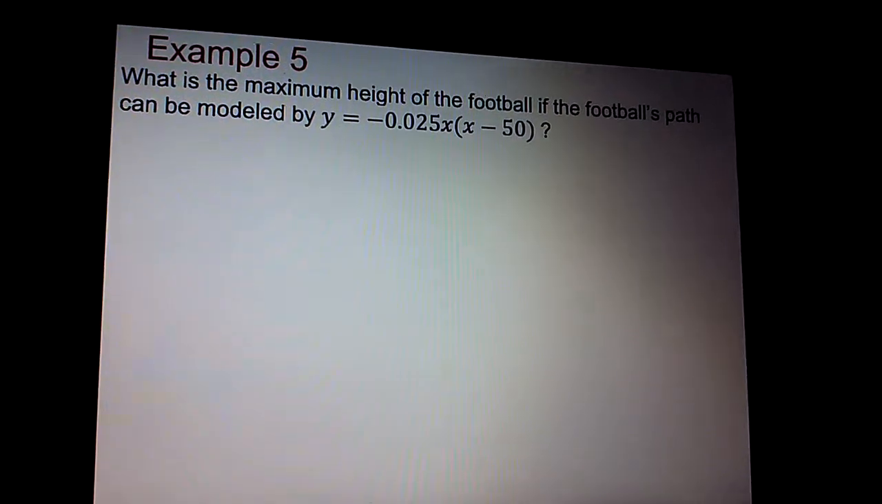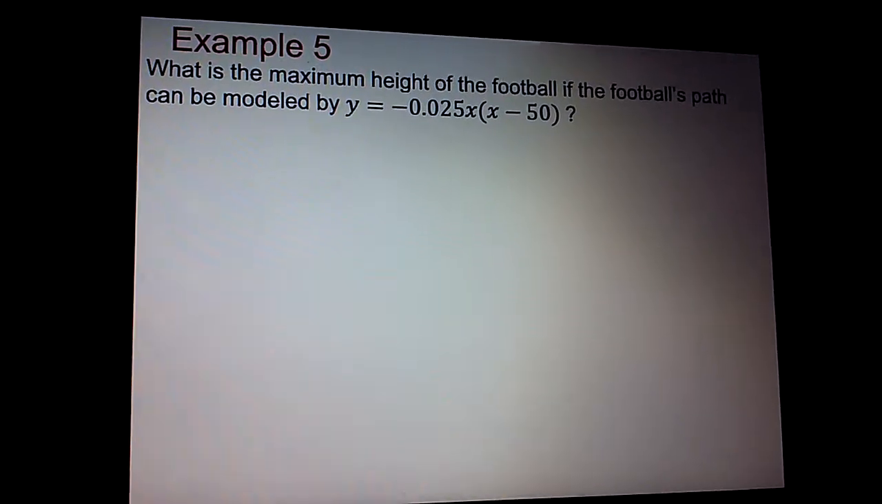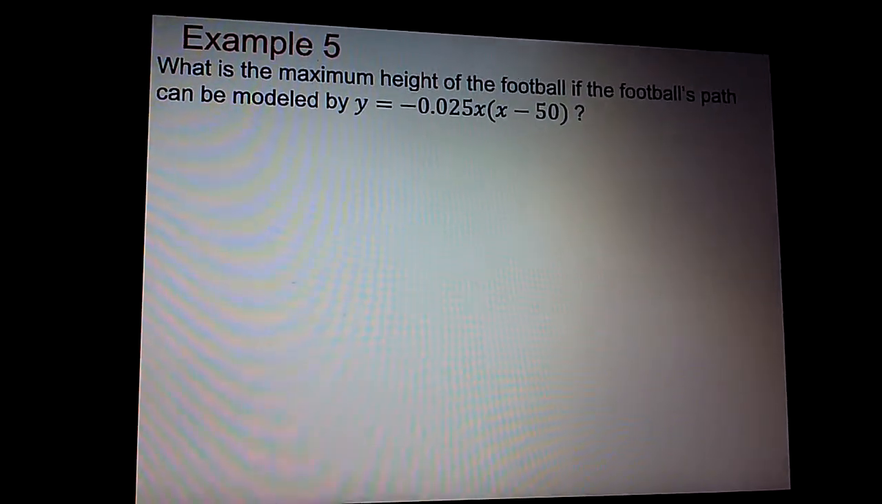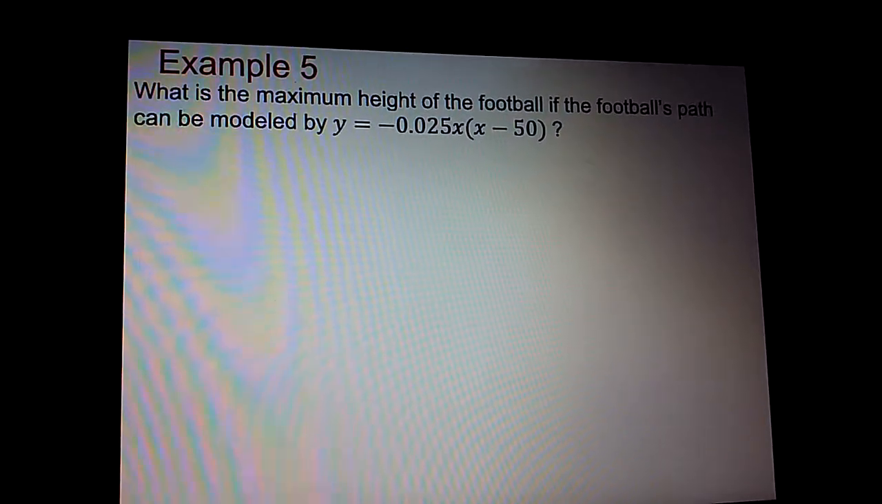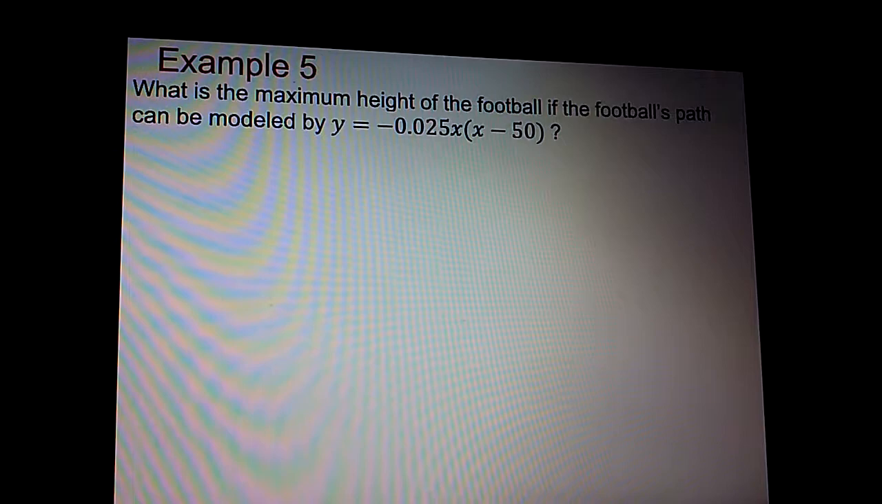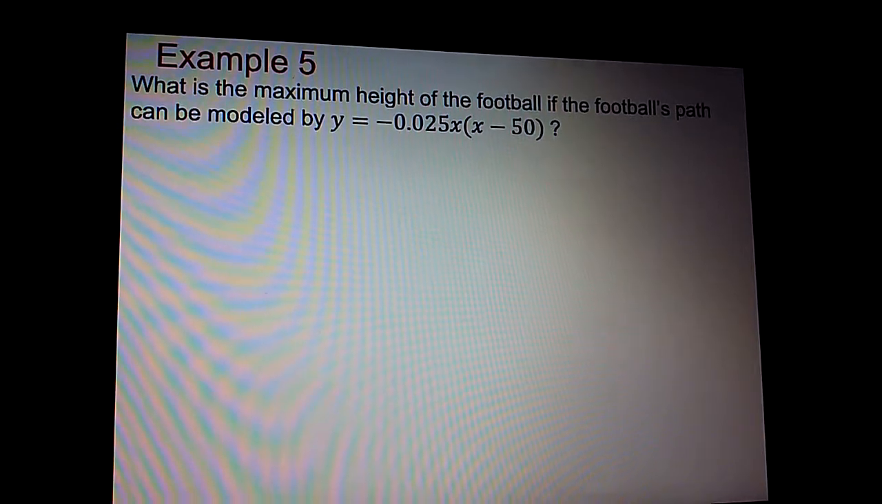Now, example 5 is very similar. What is the maximum height of the football if the football's path can be modeled by a given equation? It's a different equation. Okay, so we're going to start the same way. This time they don't care how far it went, but we still need to find the middle.